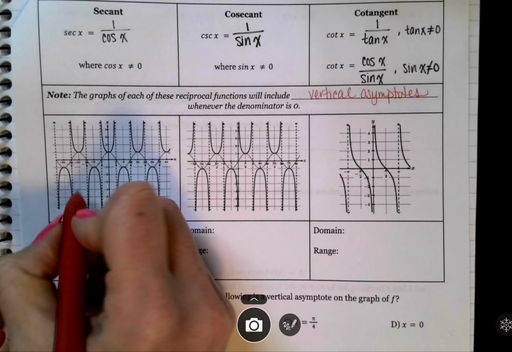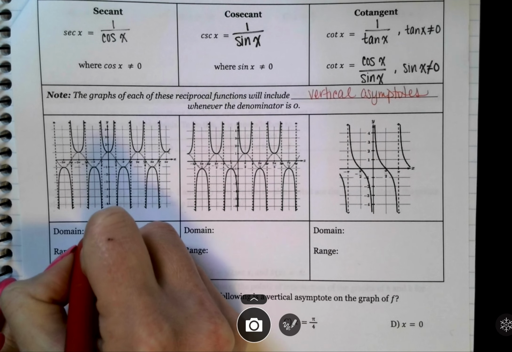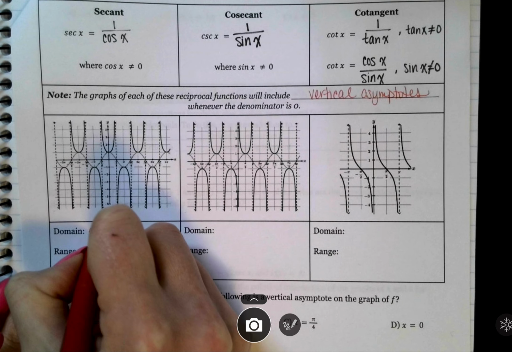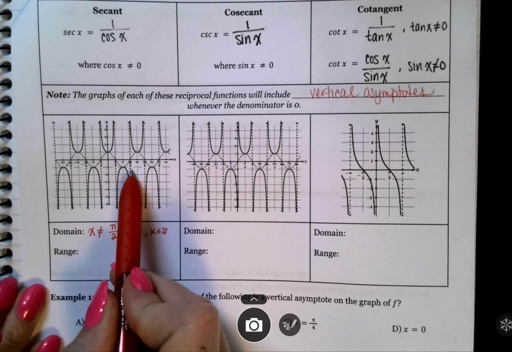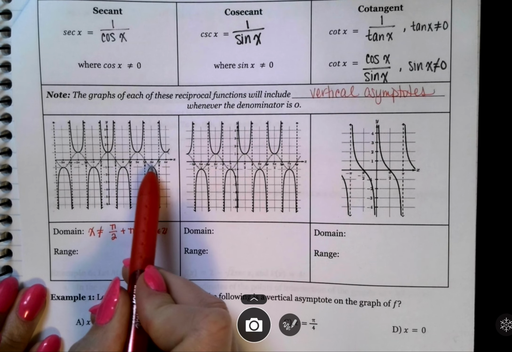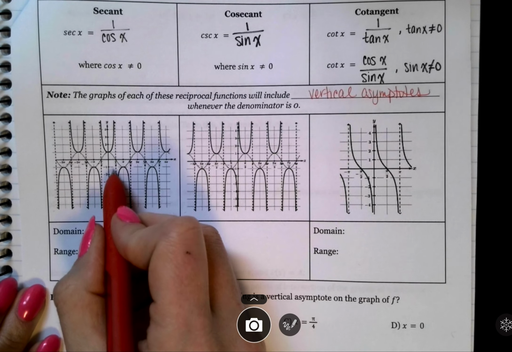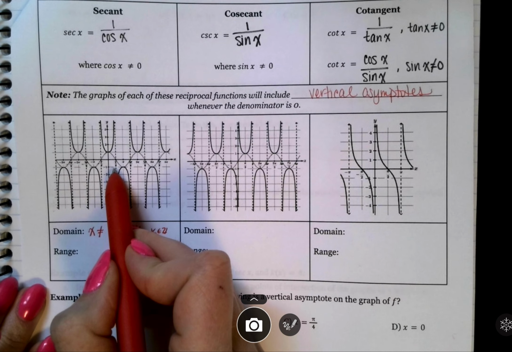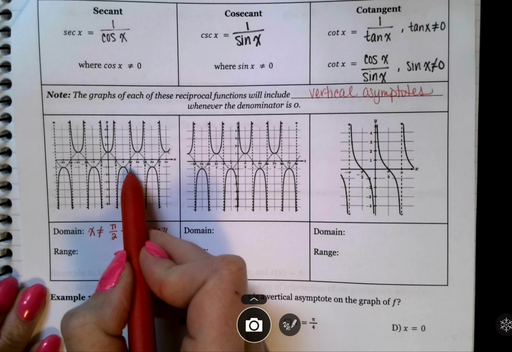So for our domain, because we have vertical asymptotes, it is x cannot be equal to pi over 2 plus pi k, where k is an integer. If you notice, it's kind of hard to tell, but we have pi over 2. This would be 3 pi over 2, 5 pi over 2, 7 pi over 2. So we have pi over 2 plus pi, which would give us the next asymptote, so on and so forth.